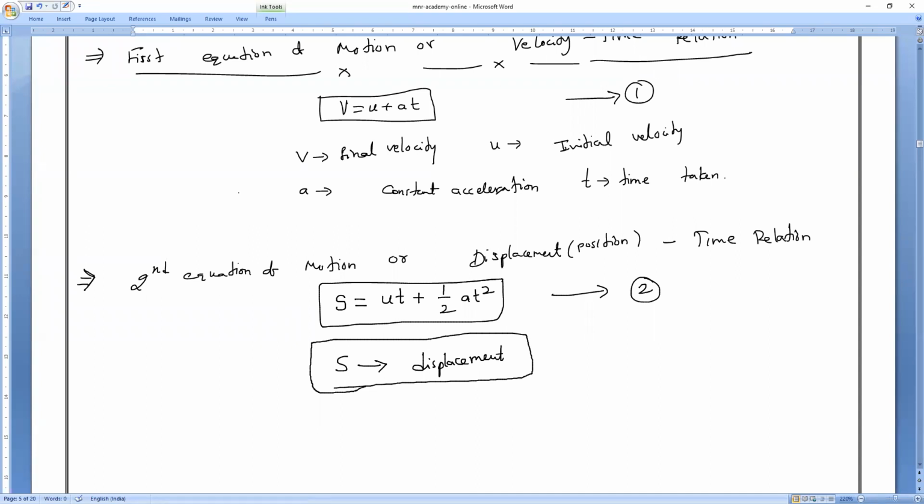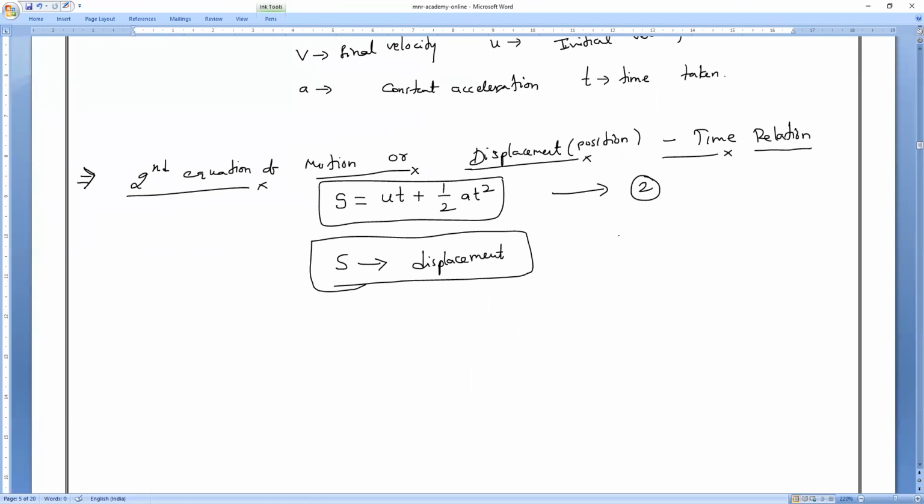Next, third equation. One doubt, sir. Yes, Mark. In at square, is the square for both a and t? Only for t. Only for t. Clear? S equals ut plus half at square. Clear, all of you? Understood?